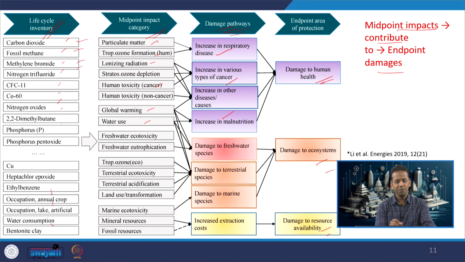For example, particulate matter and ozone formation will lead to respiratory disease, which will have damage on human health. Similarly, ecotoxicity or eutrophication will damage freshwater species and it can damage the ecosystem. Mineral toxicity or depletion of fossil resources will have added cost, which can damage resource availability. Okay. So, that is how life cycle inventory is connected to life cycle impact assessment. And there are two types of categories we are talking about, midpoint impact and the endpoint area, and they are connected through the damage pathways.